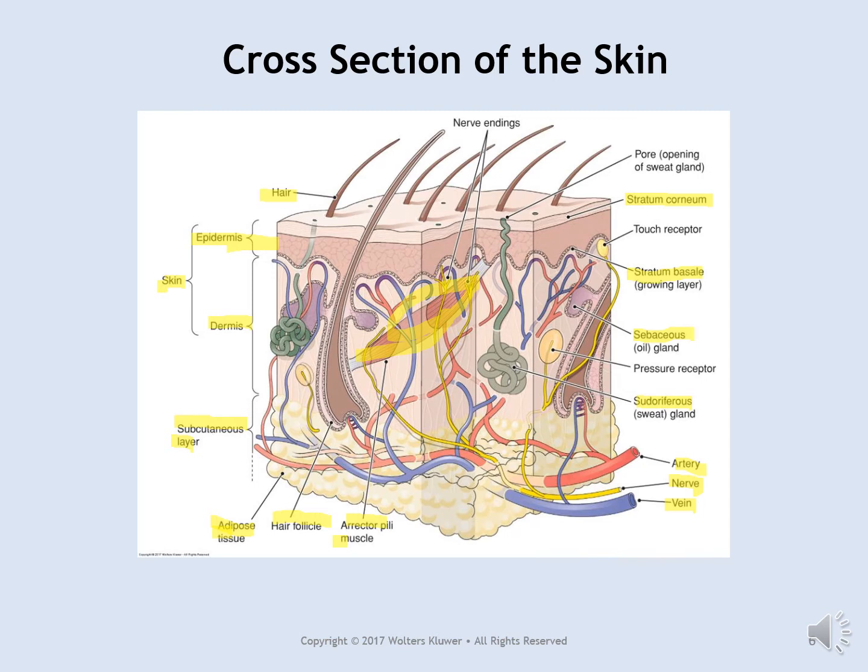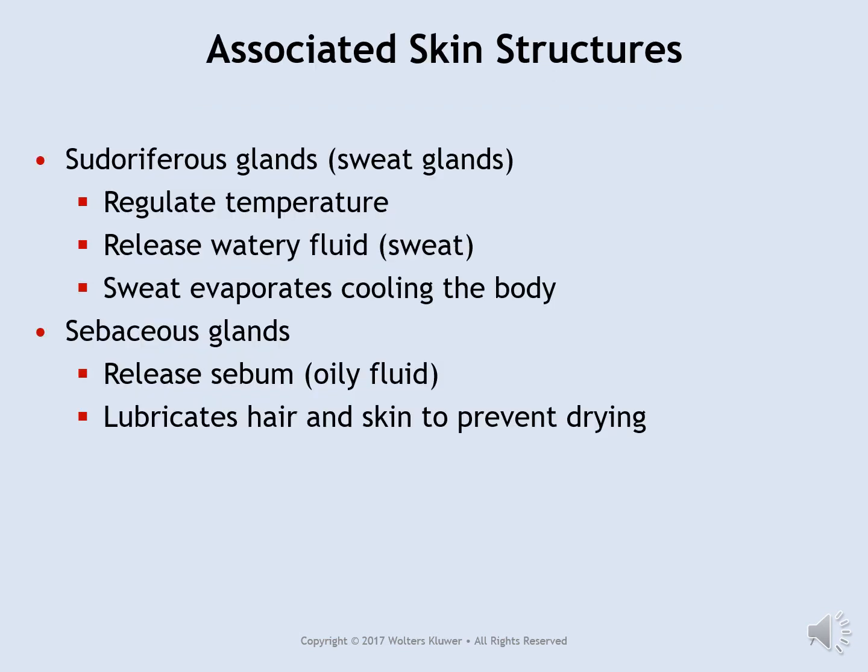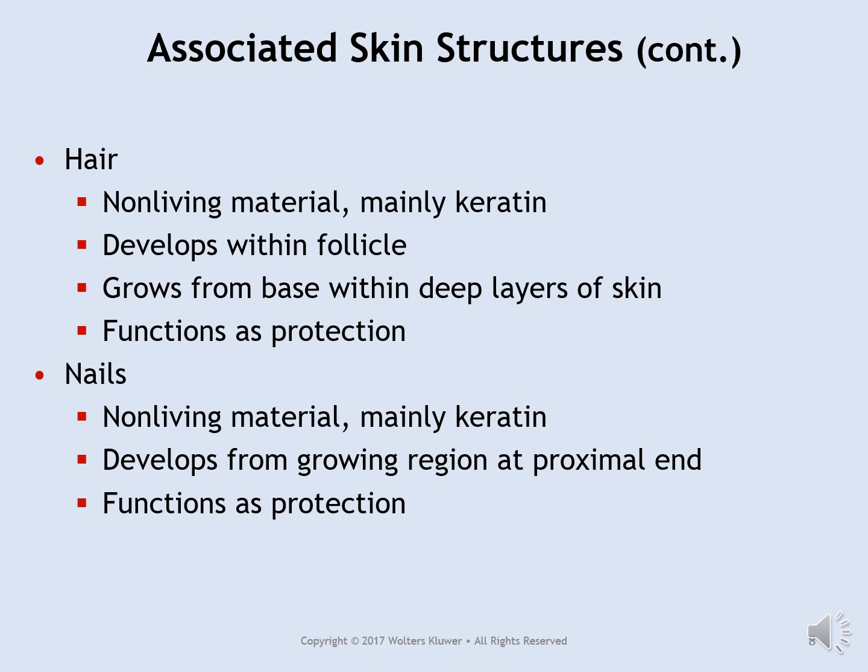The stratum basale is where the stratum corneum cells are produced, and as they rise up and become keratinized, they are the stratum corneum on the outside here. So the sudoriferous or sweat glands regulate temperature by evaporating to cool the body. And the sebaceous glands produce an oily fluid to lubricate and protect the skin.